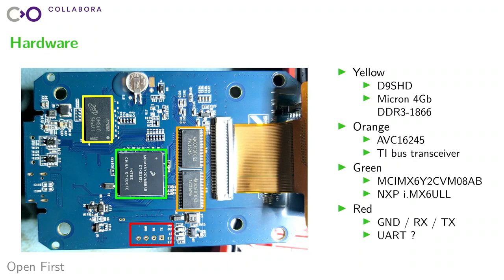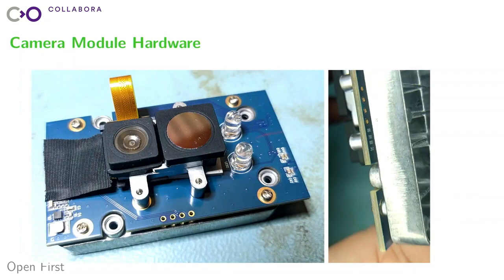But before attaching a serial adapter, I had a look at the other module. And interestingly enough, that also has four pads. It might be a little bit hard to read, but if you're looking from the back, you can actually also see labels on that one. And they are also labeled RX, TX, ground, and 3V3. So apparently it's also a serial interface.